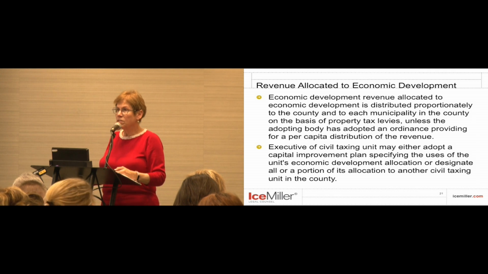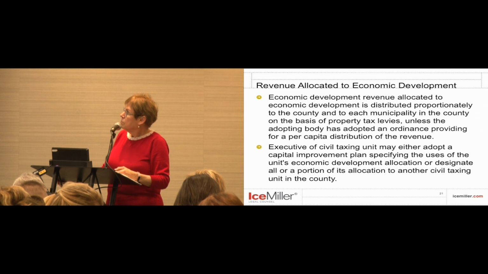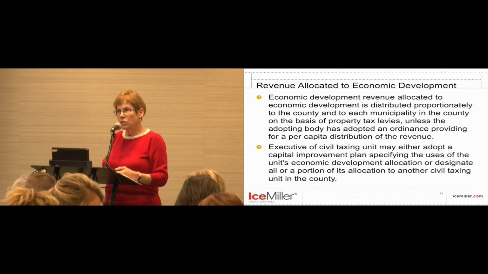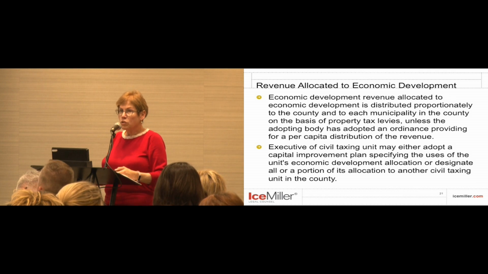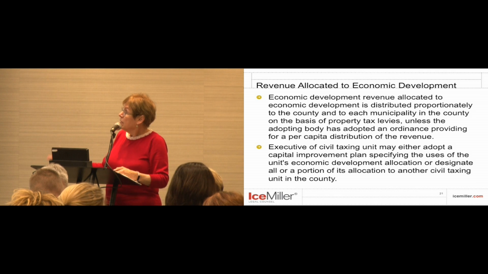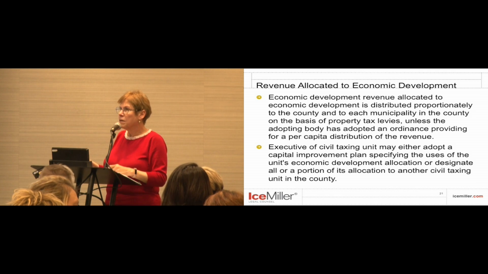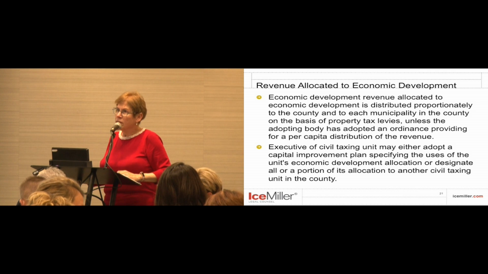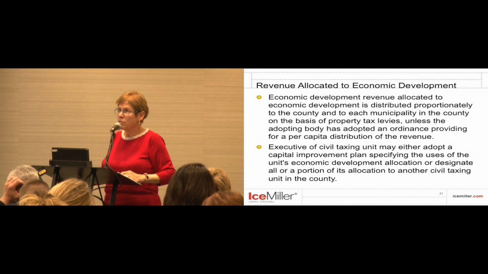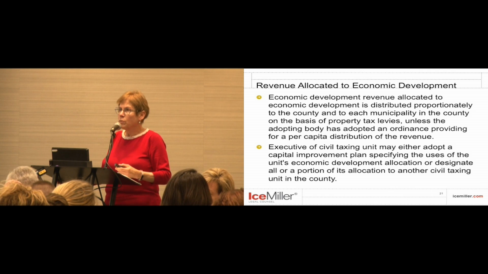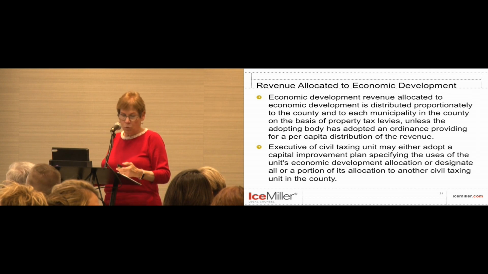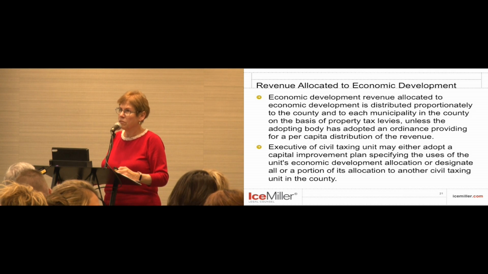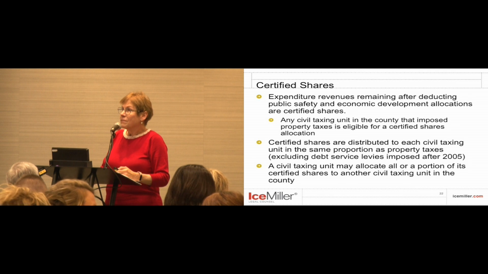Certified shares are also distributed to civil taxing units, after you've done these other two, on the basis of population or relative property tax levies. Special purpose rate revenues. We've kind of talked about this already. In addition to the capital specific rates, the statute authorizes a county that is a member of a regional development authority to adopt an additional rate of income tax that is dedicated solely to the regional development authority and is used for projects of the regional development authority. And that's the end of it.